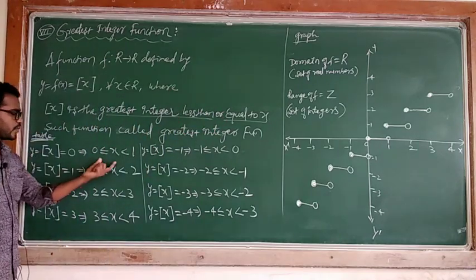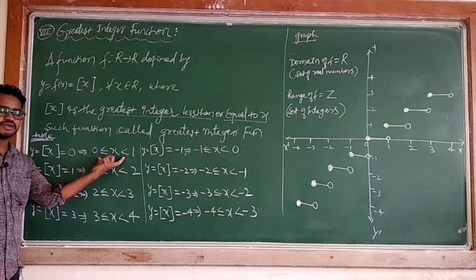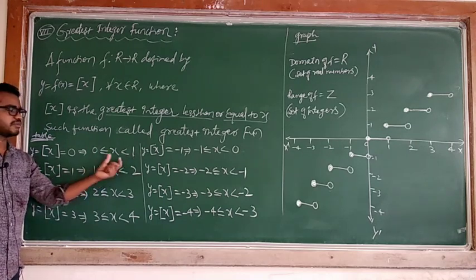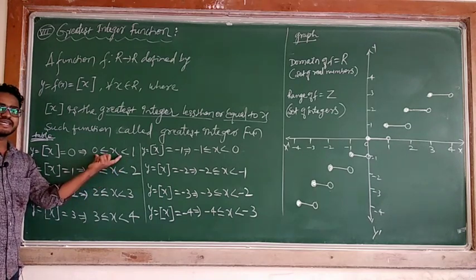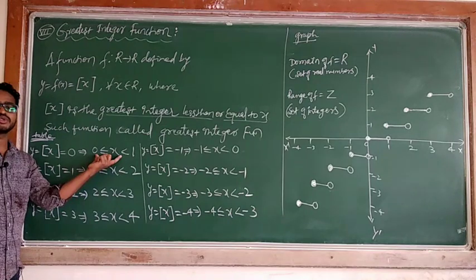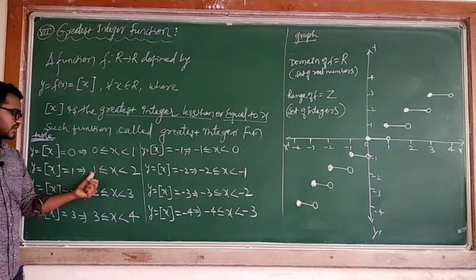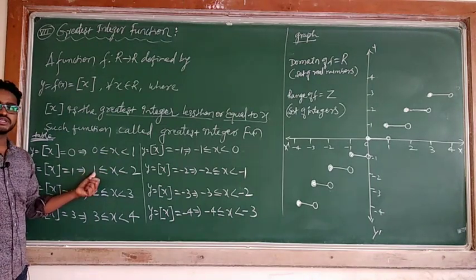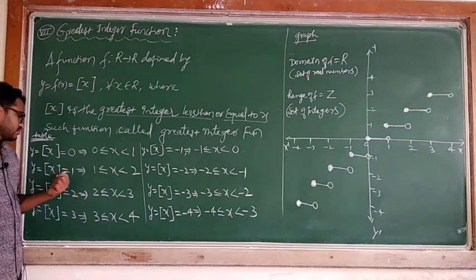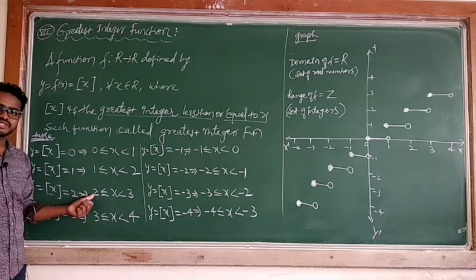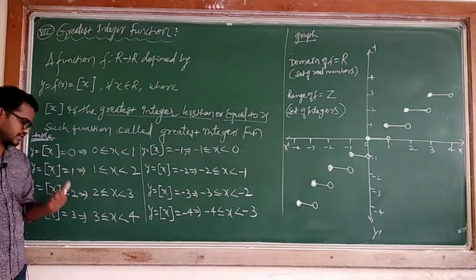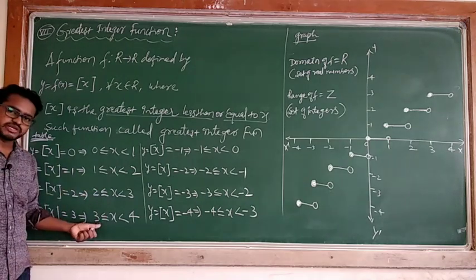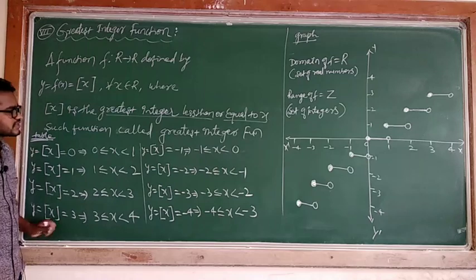When x lies between 0 and 1, any x in this range gives the value 0: 0.1 gives 0, 0.2 gives 0, 0.3 gives 0, 0.9 gives 0. 1.1, 1.2, 1.3, 1.9 give 1 only. 2.1, 2.3, 2.9 give 2 only. 3.1, 3.4 give 3. Whatever you take, you will get 3 only.